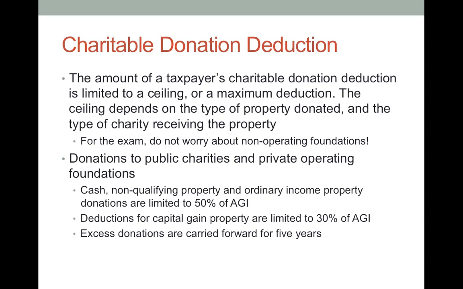So your textbook talks about really 3 types of charities. Public charities, that's going to be like the United Way, Big Brothers Big Sisters, those types of charities. You can also have an operating foundation. And then the third type of organization that your textbook talks about is a non-operating foundation. For the exam, do not worry about non-operating foundations. A non-operating foundation would be a foundation that raises money, but then gives that money away to other foundations. I think the example that your textbook provides is the Bill and Melinda Gates Foundation.